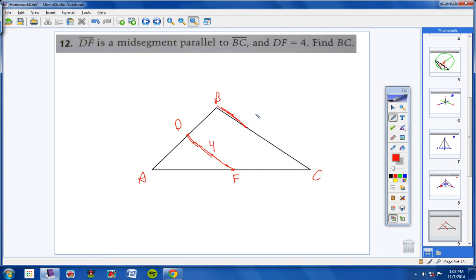Well, guys, if you took good notes and you listened in class, you should know that the mid-segment is always half the length of the third side, or you can say that the third side here is twice as big as the parallel mid-segment. So if this is 4, then BC would have to be 8. Okay, so there we go.